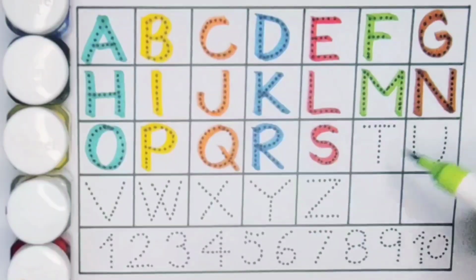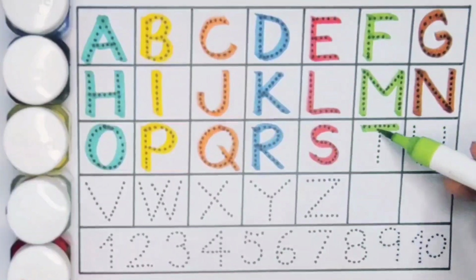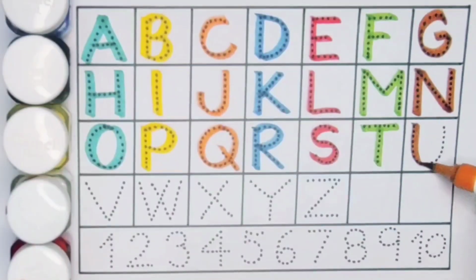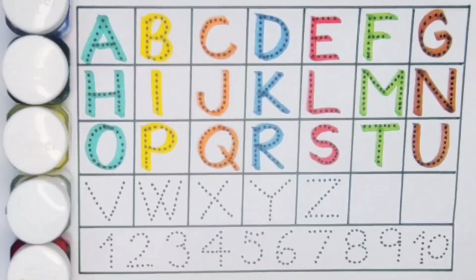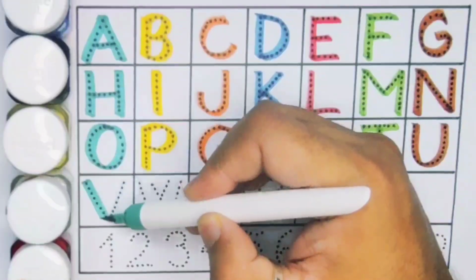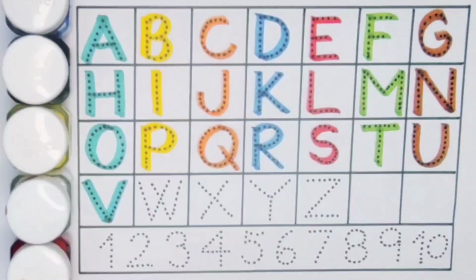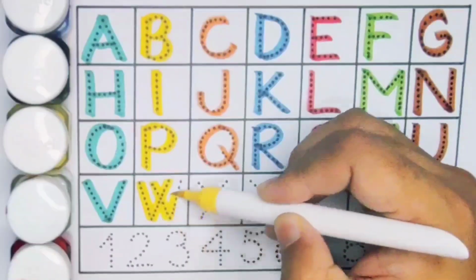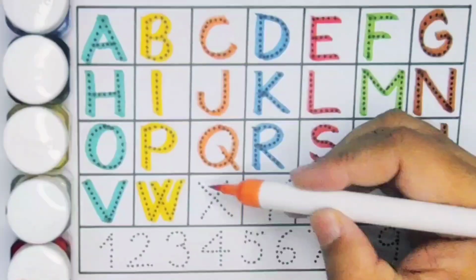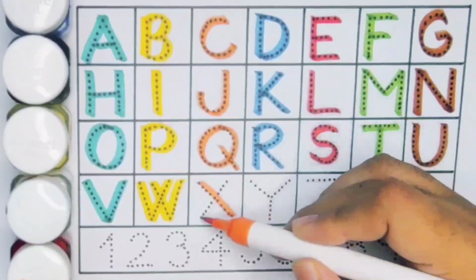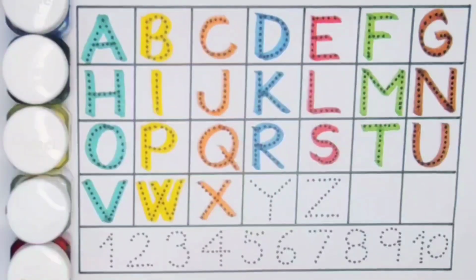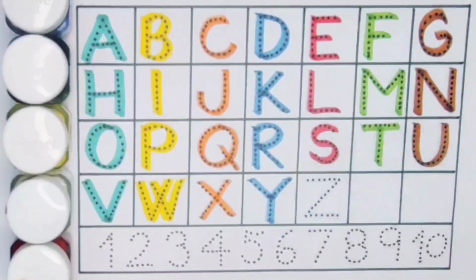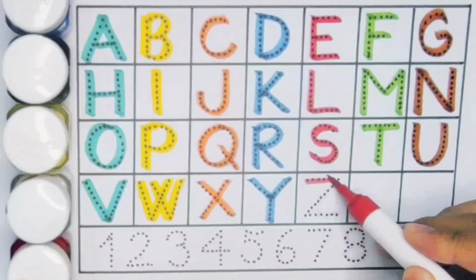Next kids, T for tiger. Next kids, U for uniform. Next, V for vegetable. Next, W for water. Next, X for X-ray. Next kids, Y for yogurt. Next, Z for zoo.